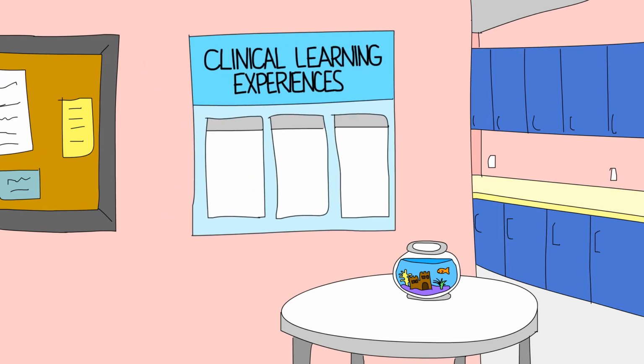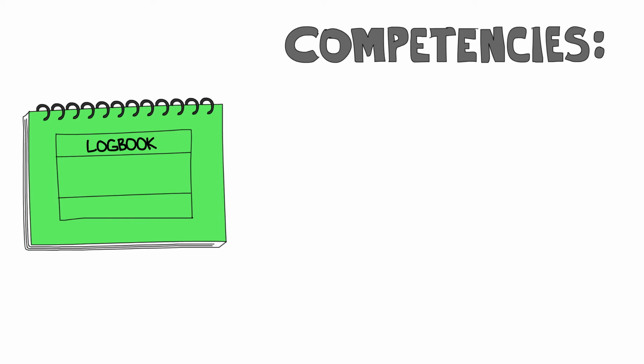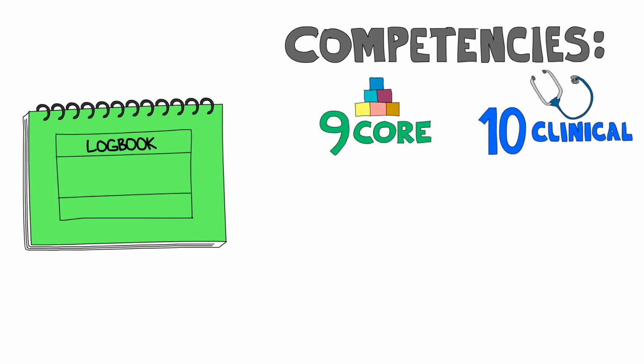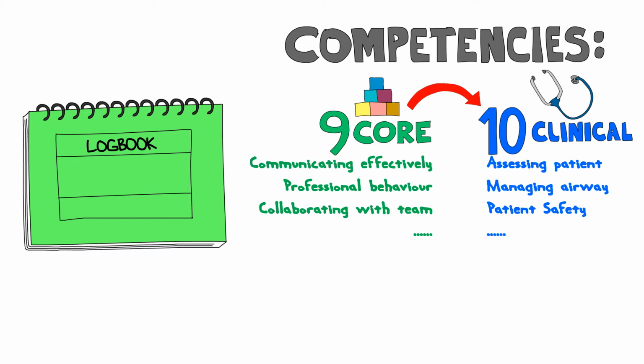Next, your student will be carrying a clinical competency logbook with them on every shift. This logbook tracks the number of successful exposures for two different types of competencies, 9 core competencies and 10 clinical competencies. Examples of core competencies include communicating effectively, demonstrating professional behavior, and collaborating with the care team. All elements of core competencies apply to all clinical competencies. Examples of clinical competencies include assessing the patient, managing the airway, and optimizing patient safety. Clinical competencies must be met for all three patient populations: adult, pediatric, and neonate.